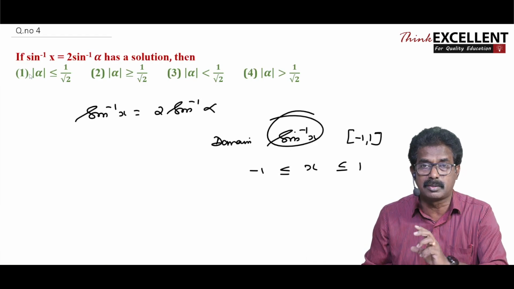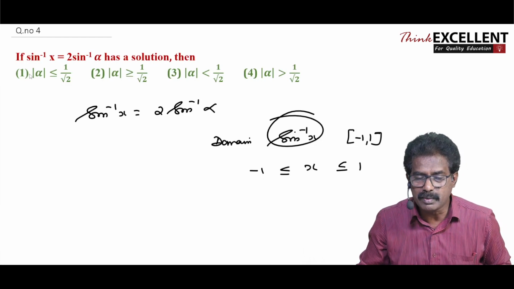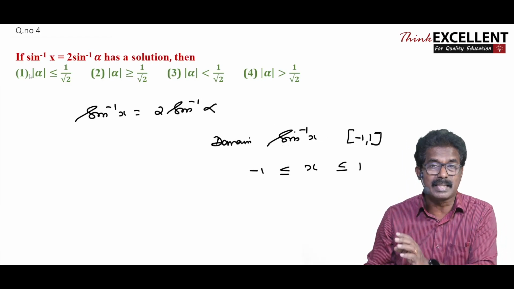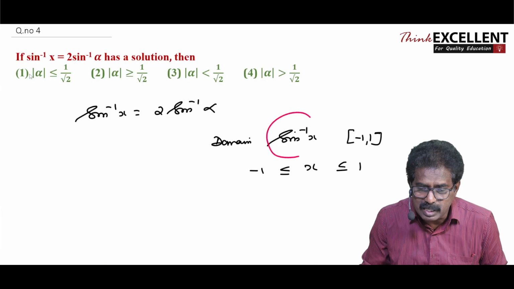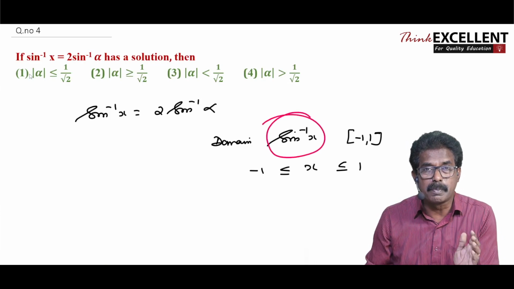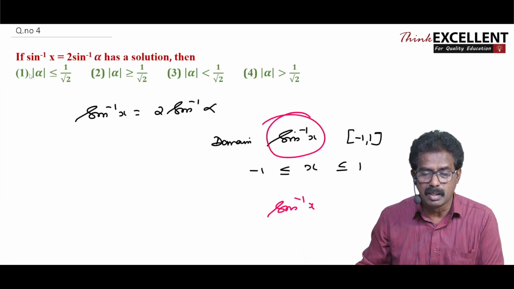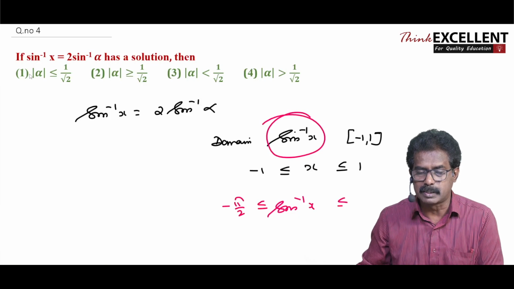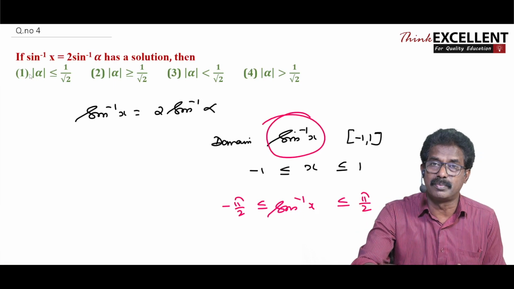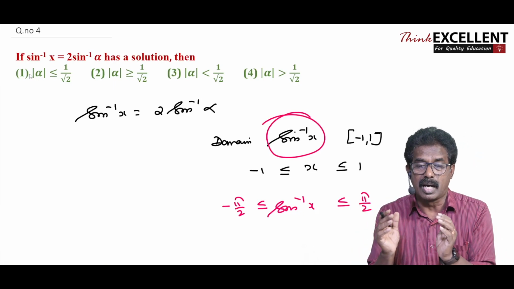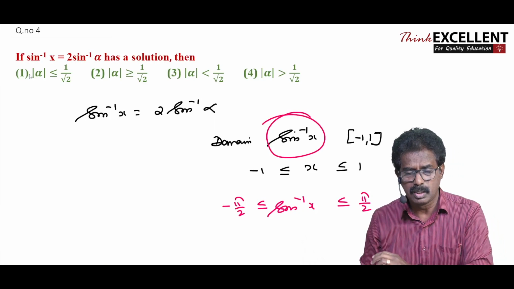Don't think sine inverse x lies between. No. Domain means what values you can give for x. So domain of sine inverse x is minus 1 to plus 1. That means x lies between minus 1 and plus 1. Range means the value of this is minus pi by 2 to plus pi by 2. That you can write like this: sine inverse x lies between minus pi by 2 to plus pi by 2. So that is the meaning of domain and range. Domain means what values you can give. Range means the outcome, the value, right? Sine inverse x, so the value lies between minus pi by 2 to plus pi by 2.